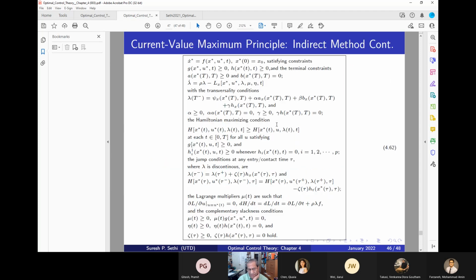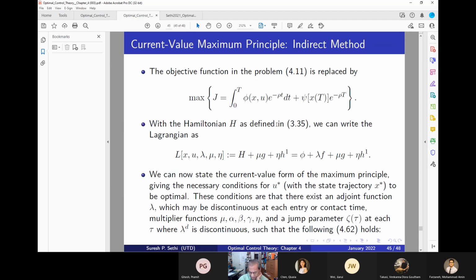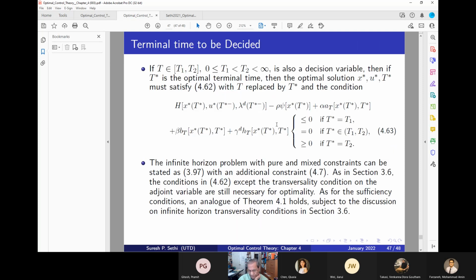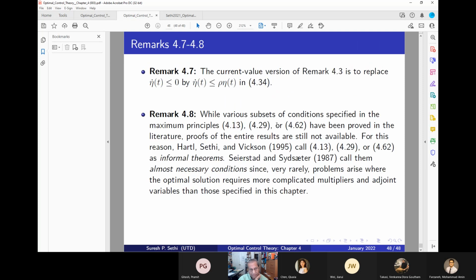But there is a straight transformation from one to the next. Is this left as an exercise? You see, I'm thinking of more exercises as I go along. Here the remark also changes. Eta dot was less than or equal to 0. Now eta dot will be less than rho times eta t.